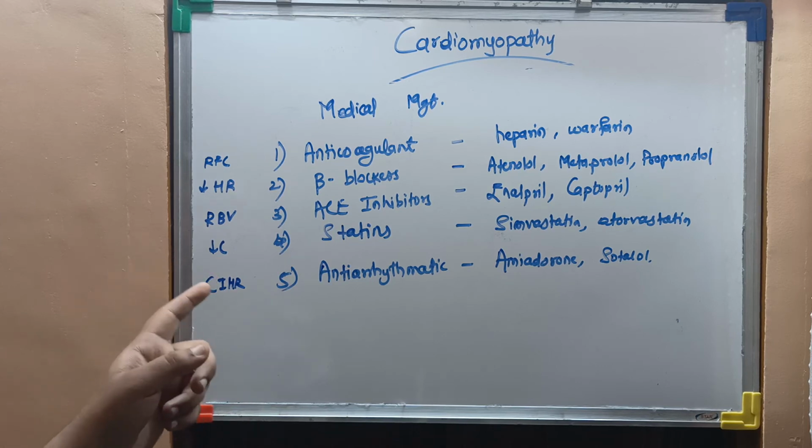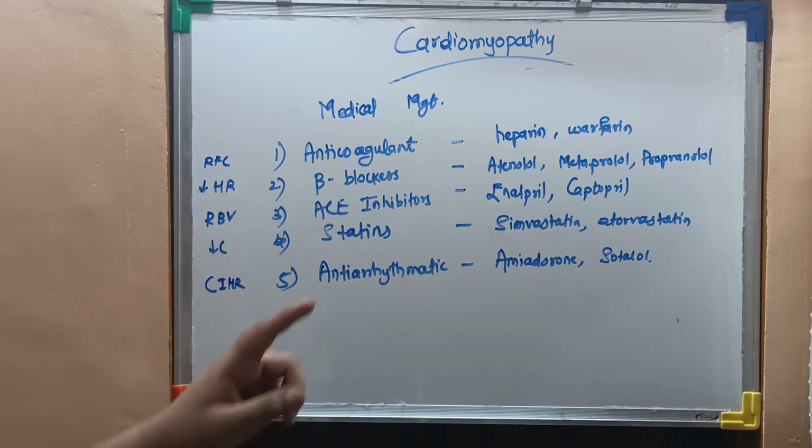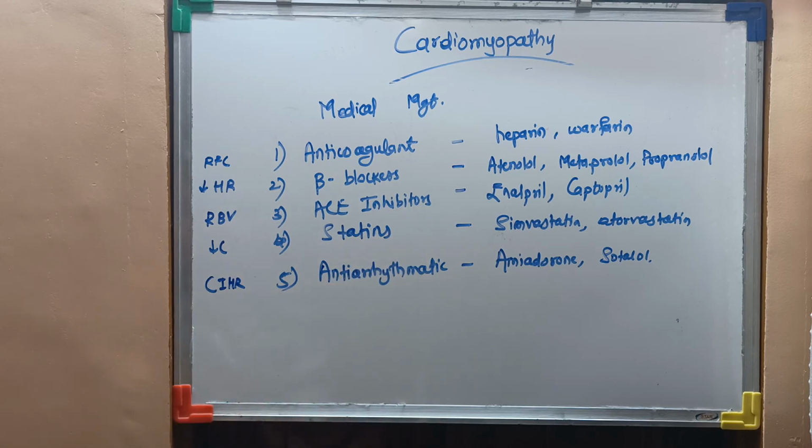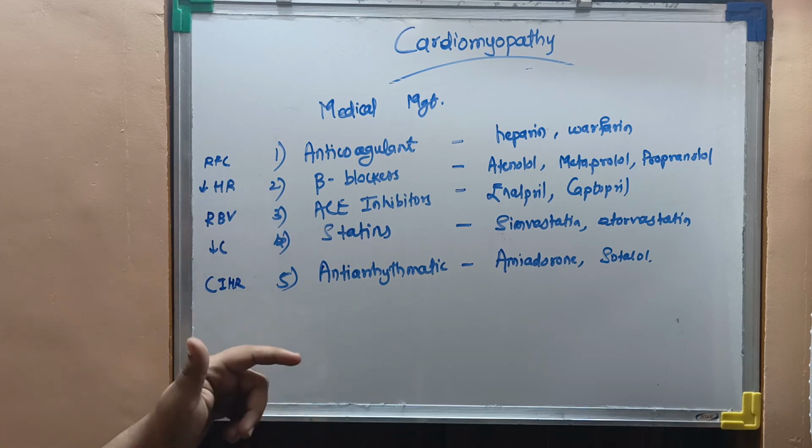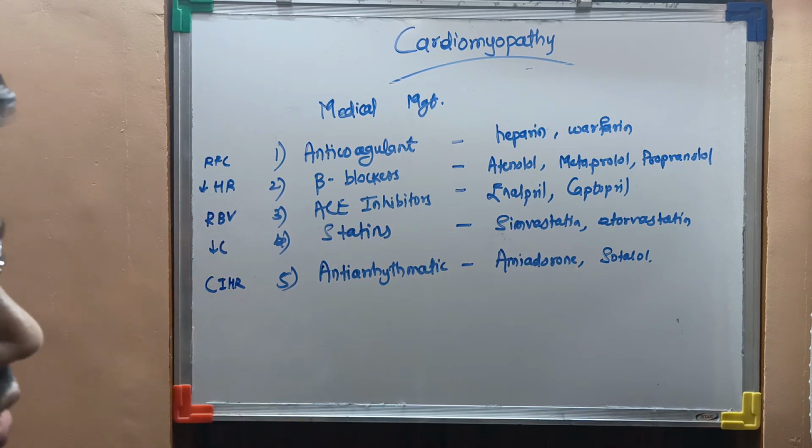which relax the blood vessels. The examples are enalapril and captopril. The fourth one is statins, which lower the cholesterol level. The examples are simvastatin and atorvastatin. The fifth one is antiarrhythmics, which control the irregular heart rhythm. The examples are amiodarone and sotalol.